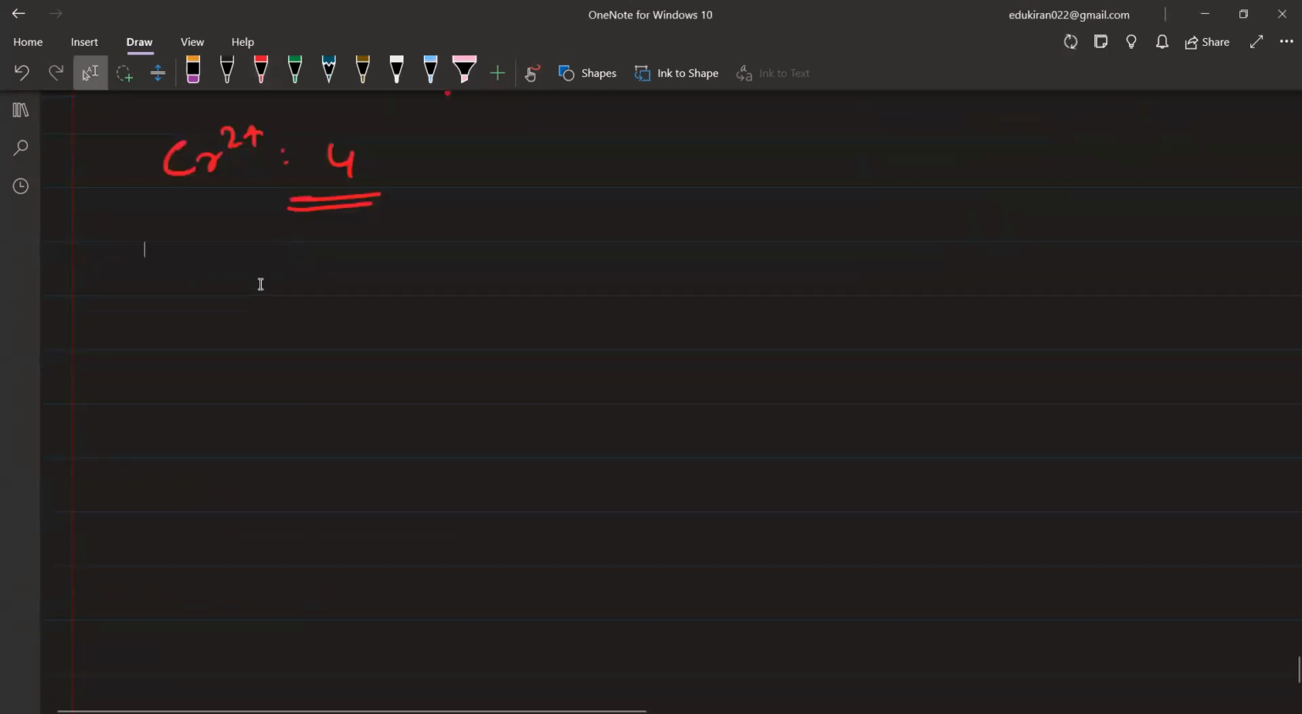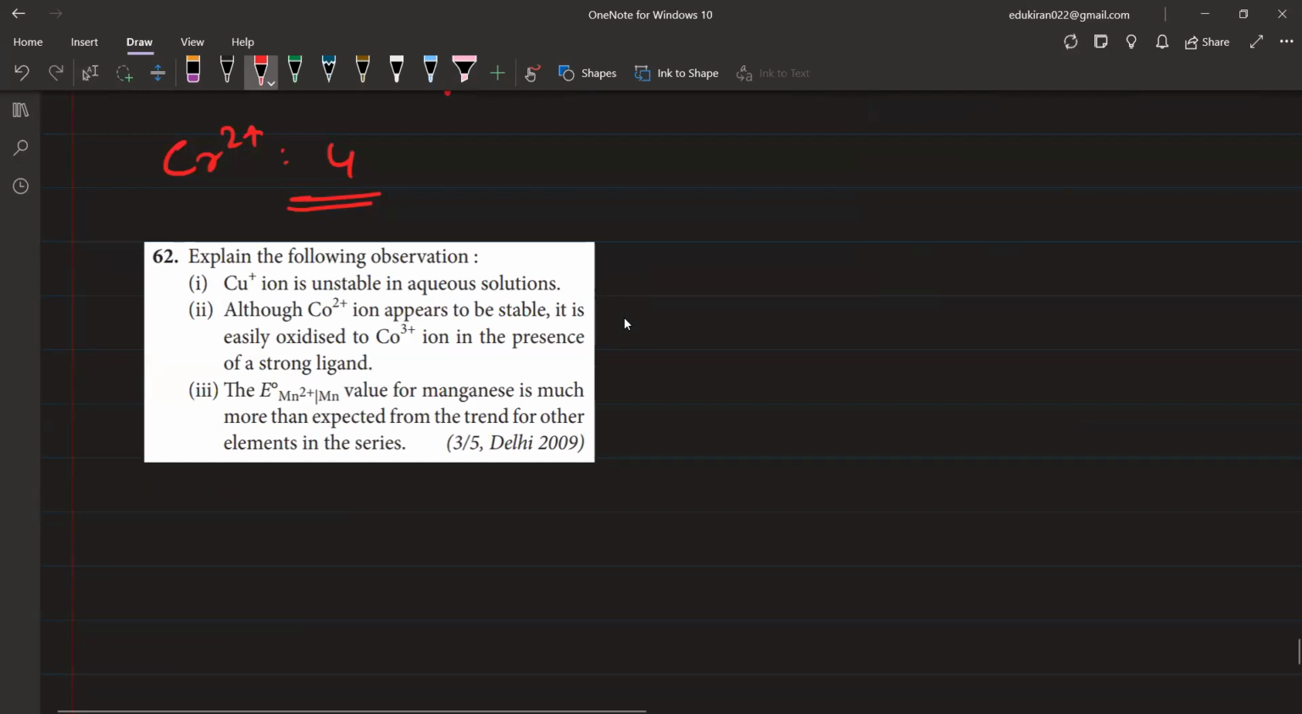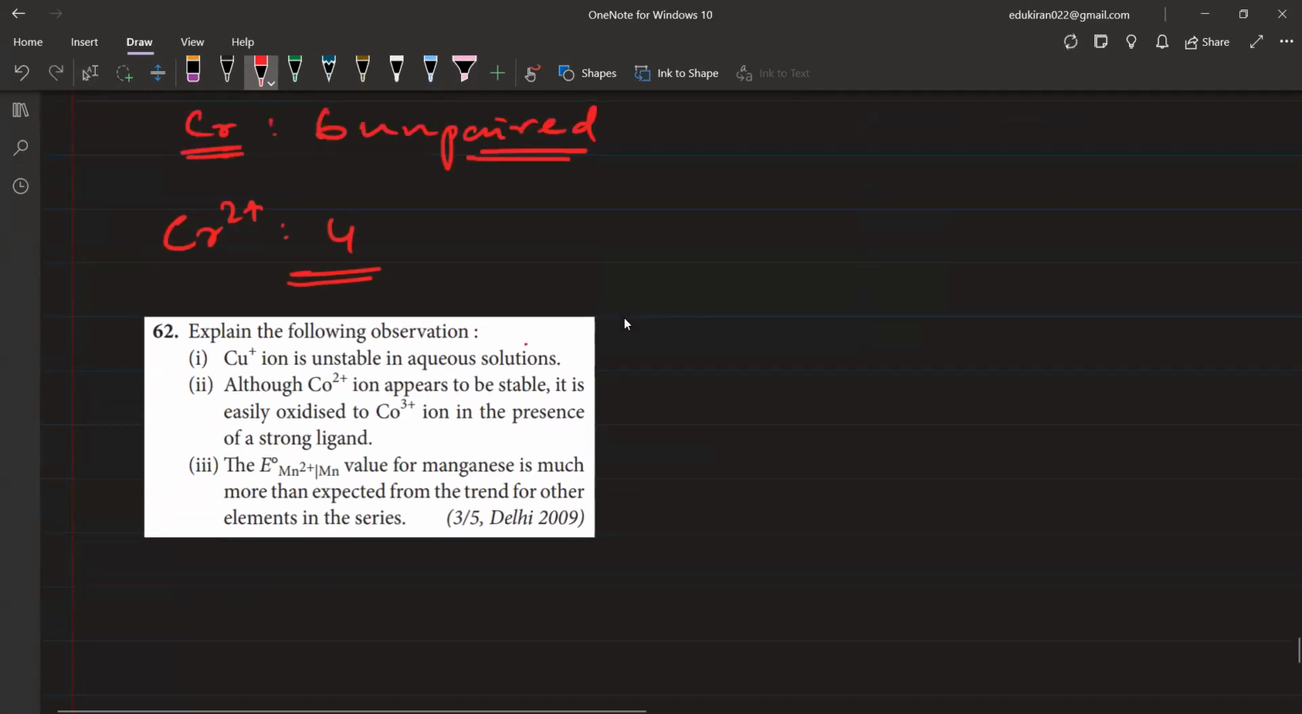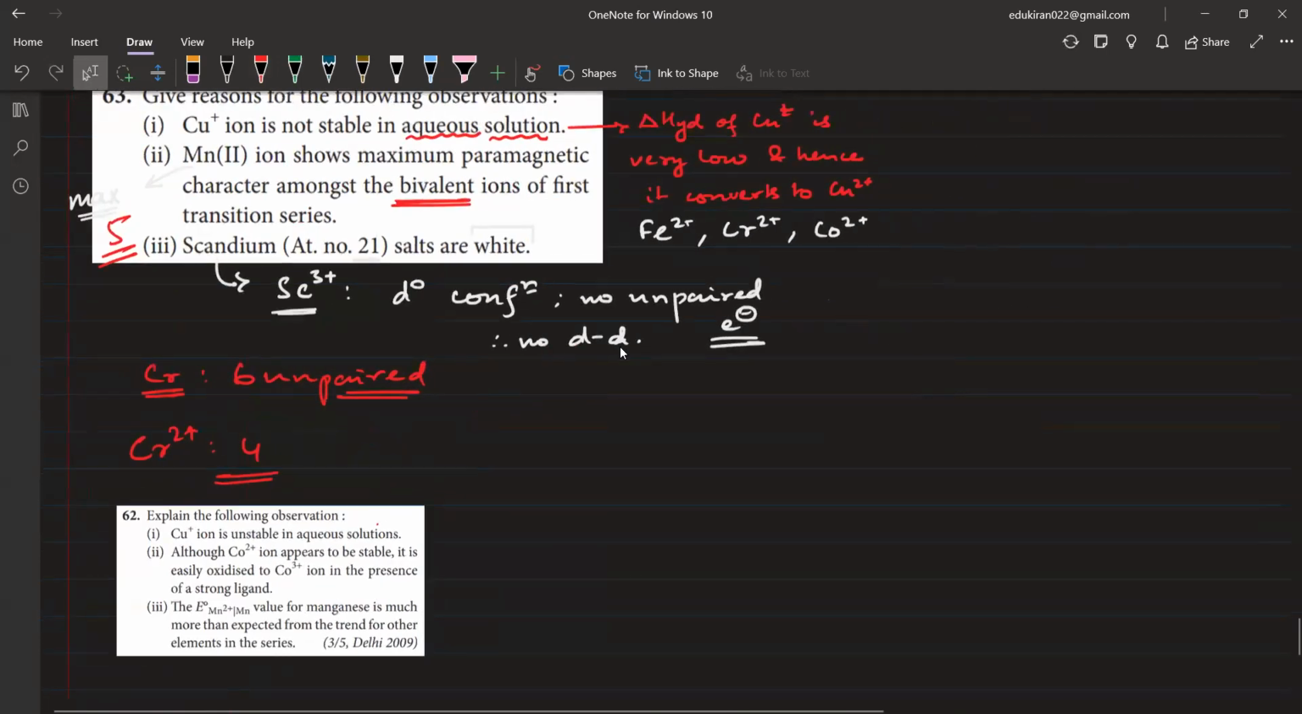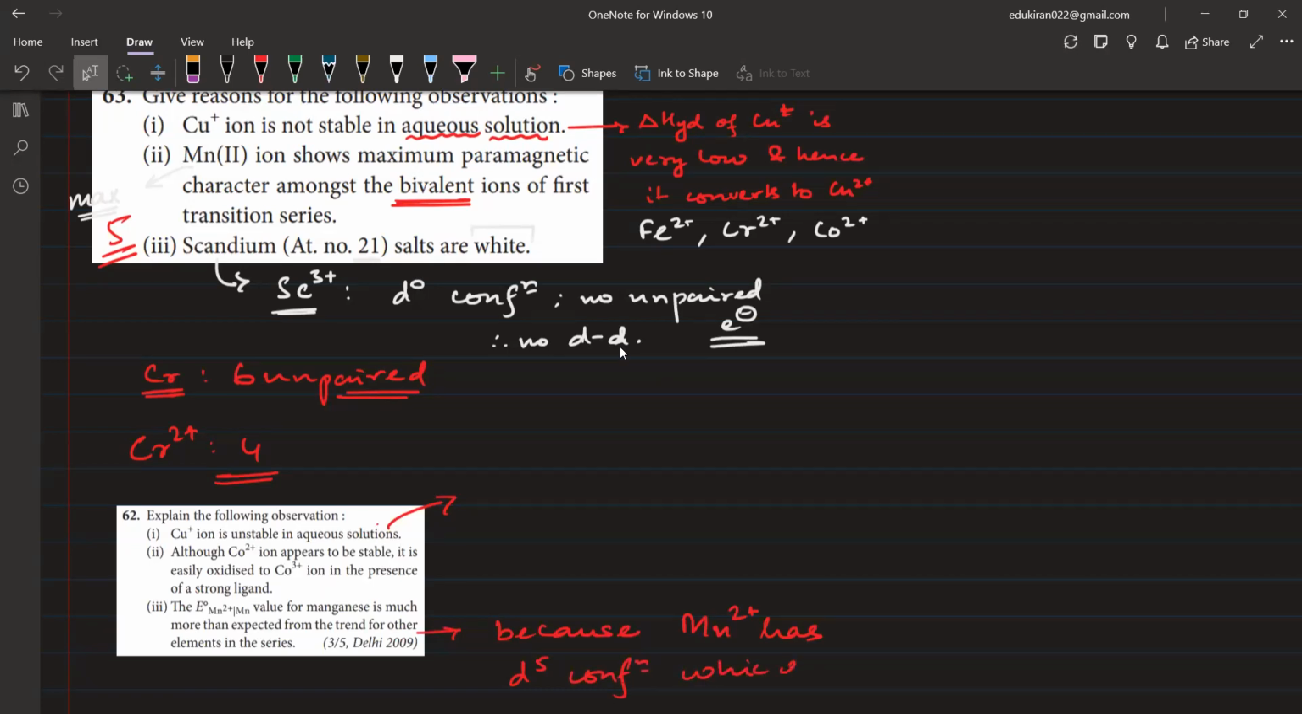See another question. This question of copper is very famous. ठीक है ना, देखिए यहाँ पे भी पूछा हुआ है. Sir, can you scroll up, please? Okay. You can see again copper unstable in aqueous solution, and again see the E° of Mn2+ to Mn for manganese is much more than expected from the trend of other elements. This is because Mn2+ में क्या स्पेशल है? Mn2+ has d5 configuration, है ना, which is very stable.